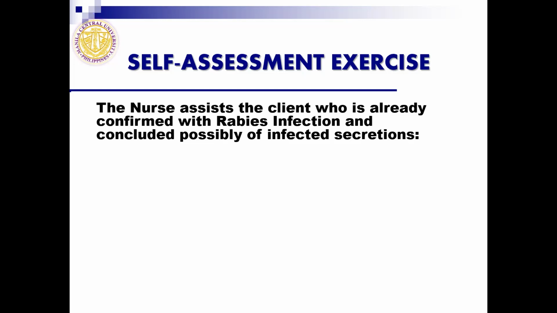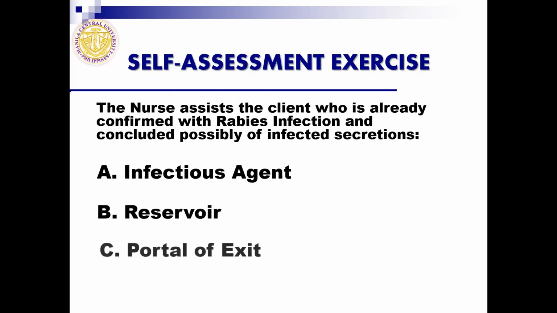The nurse assists the client who is already confirmed with rabies infection and concluded possibly of infected secretions. A. Infectious agent. B. Reservoir. C. Portal of exit. And D. Mode of transmission. The nurse assists the client who is already confirmed with rabies infection and concluded possibly of infected secretions. Will it be infectious agent, letter B reservoir, letter C portal of exit, or letter D mode of transmission?